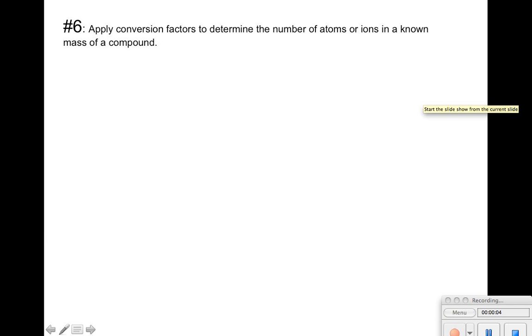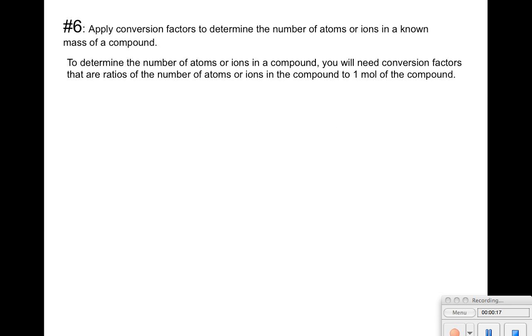Okay, guys, now we're going to look at concept number 6, which is applying conversion factors to determine the number of atoms or ions in a known mass of a compound. For this, what you need to understand is that to determine the number of atoms or ions in a compound, you will need conversion factors that are ratios of the number of atoms or ions in the compound to 1 mole of the compound. What does that mean? Basically, you're going to need to know how many different atoms or ions, if it's an ionic compound, are in 1 mole. So you're going to have to look at the formula for these compounds.